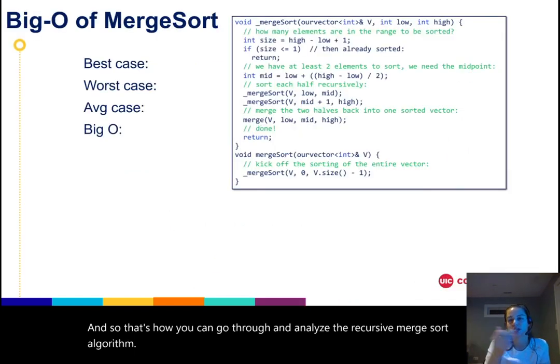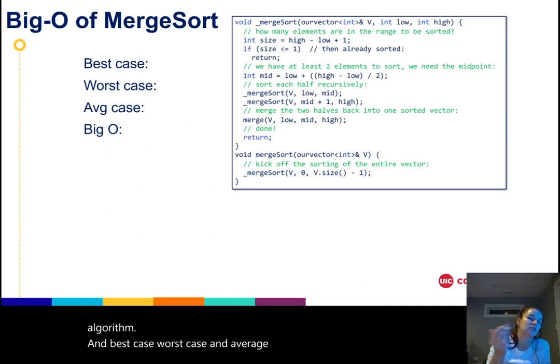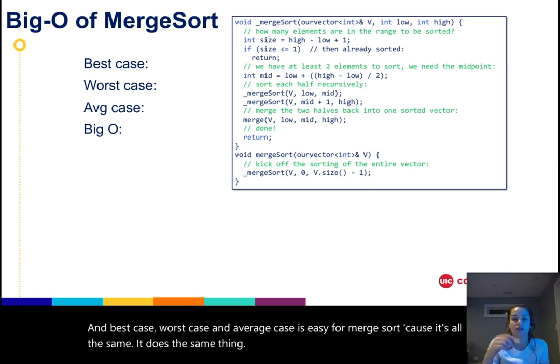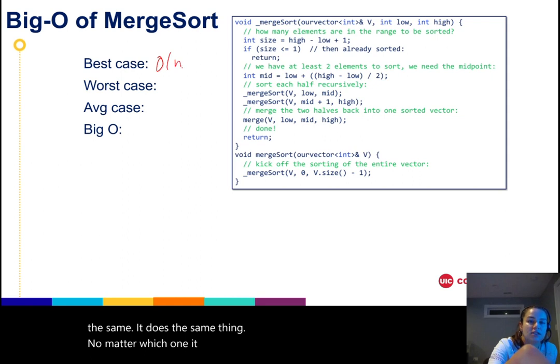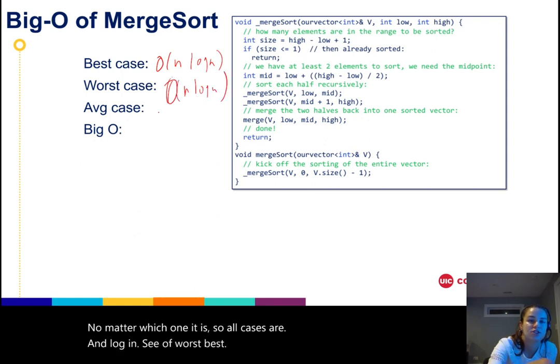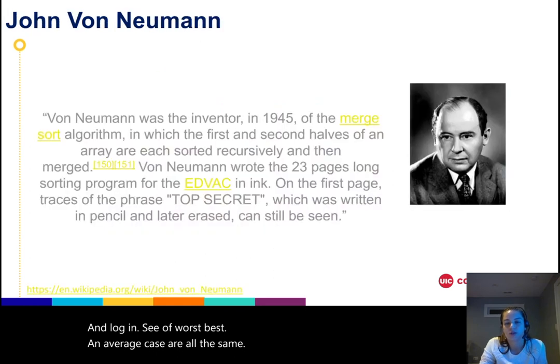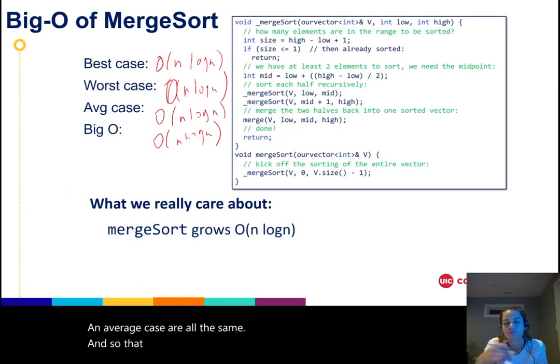And best case, worst case, and average case is easy for merge sort because it's all the same. It does the same thing no matter which one it is. So all cases are n log n. So you have worst, best, and average case are all the same. And so that is the big O of merge sort.